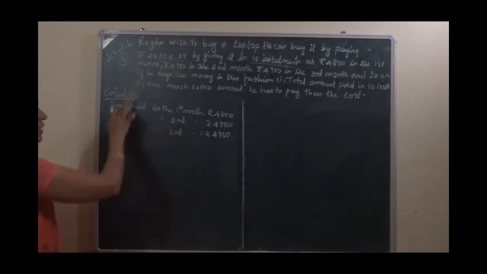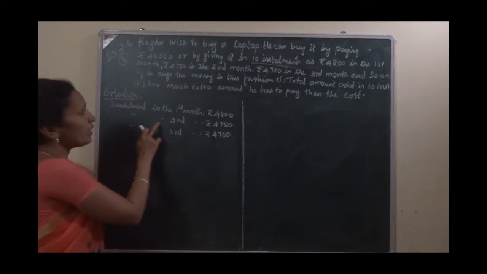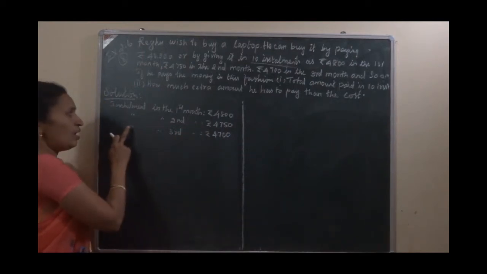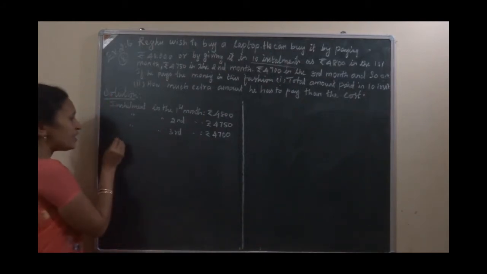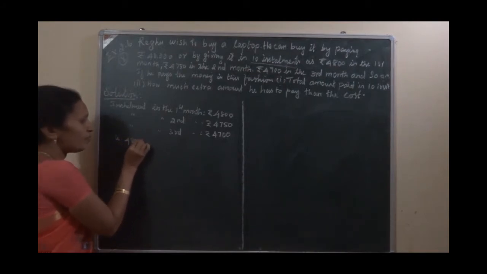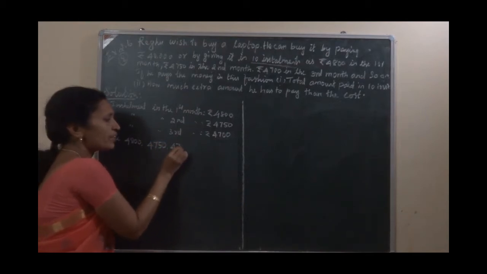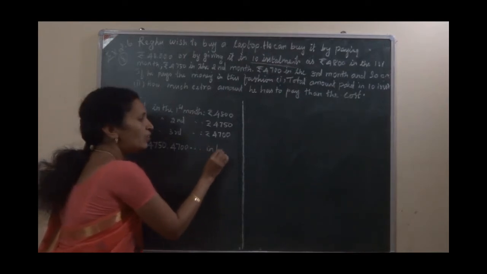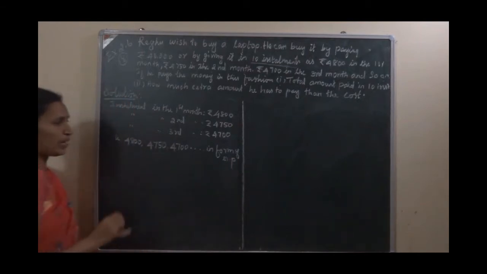Solution: Installment in the first month is rupees 4,800. Installment in the second month is rupees 4,750. Installment in the third month is rupees 4,700. I can write this in the form of a series: 4,800, 4,750, 4,700, etc. All this is in the form of arithmetic progression. Clear?